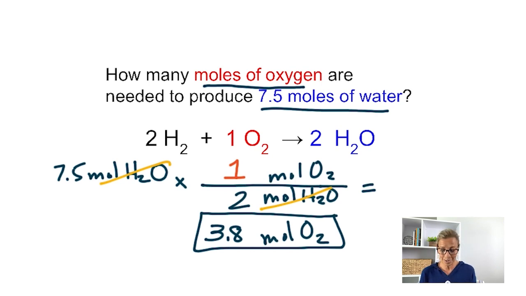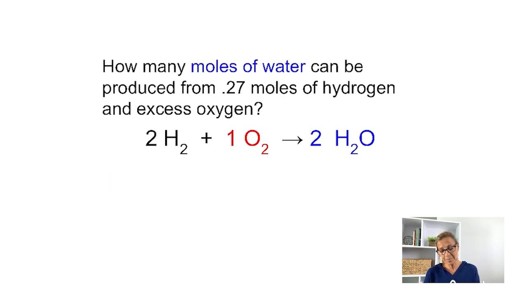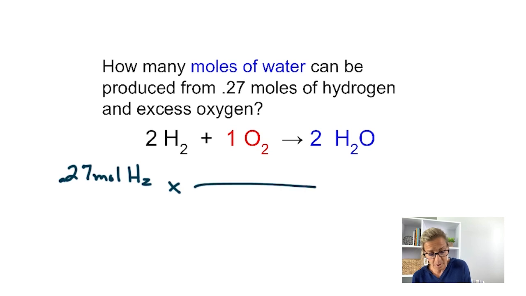Okay, let's do one more example. This time, let's see how many moles of water can be produced from 0.27 moles of hydrogen and excess oxygen. That just means you've got plenty of oxygen. It's not going to run out first. The limiting factor is the hydrogen. So again, I'm going to write the given, moles of hydrogen, okay, and I want to get to moles of water. So I want to get rid of my moles of hydrogen and go to moles of water.